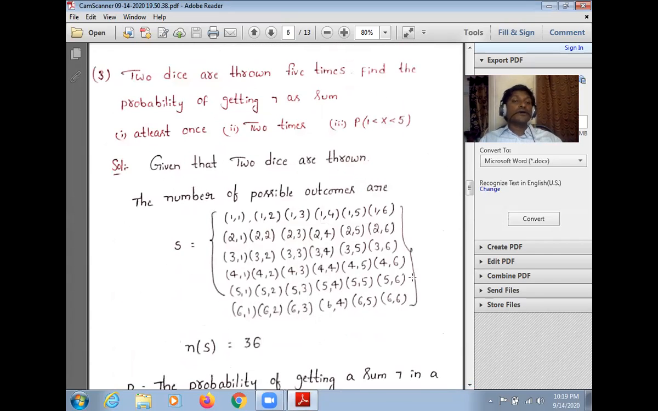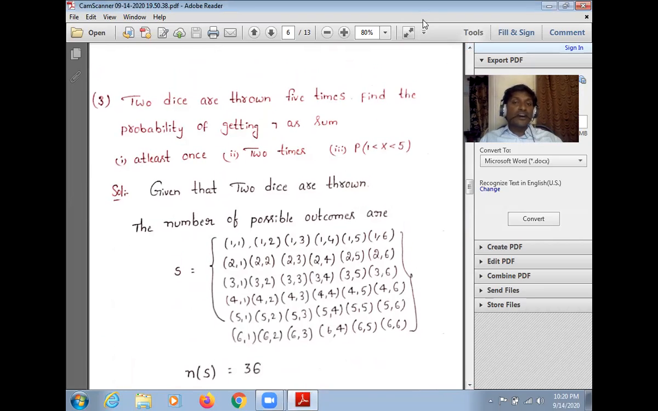Next one. Two dice are thrown 5 times. Find the probability of getting 7 as sum. Okay, 7 as sum. Here it is, at least once, two times, and third one P of 1 less than x less than 5. In previous problems we directly got P equal to 1 by 2, and in the previous problem they gave it, and by using that we calculated.